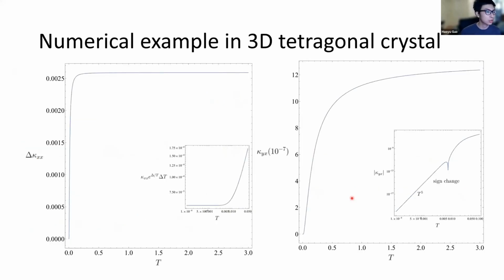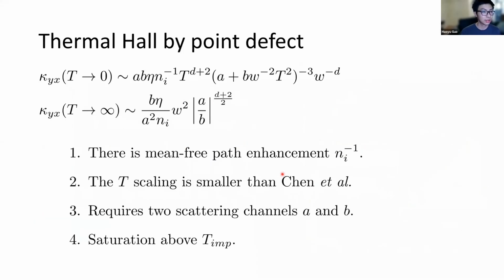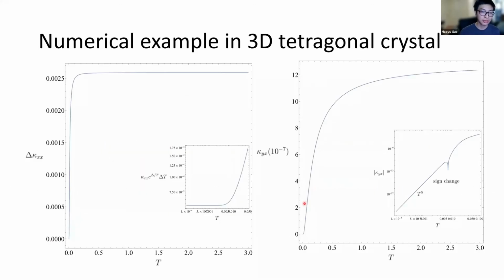So that's why we need two different scattering channels. Right. We can also verify our formalism by numerically solving the Boltzmann equation on some 3D tetragonal crystal, so we can verify our asymptotic results are actually correct. For example, for this thermal Hall effect, we can verify that at low temperature the scaling is like T to the fifth.